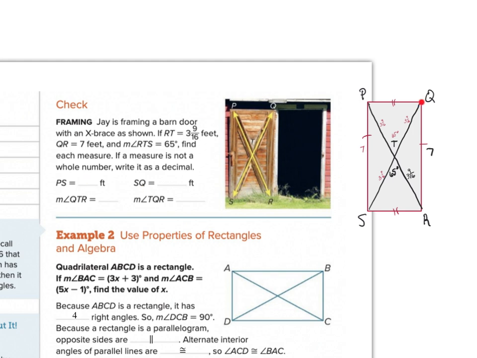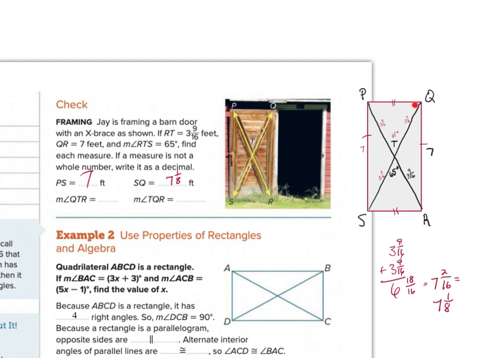SQ is going to be that entire length. So 3 9/16 plus 3 9/16, and some of you will use a calculator, that is 6 18/16, which is the same as 7 2/16, which is the same as 7 1/8. So SQ is 7 and 1/8. PS we said was 7.